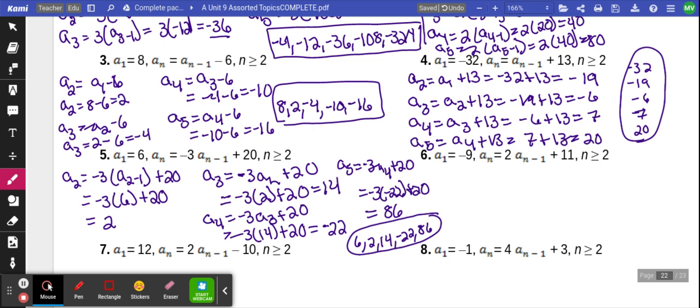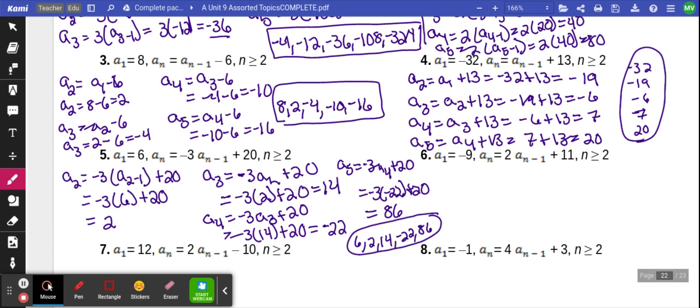Number 4, for a sub 2, I did a sub 1 plus 13. So that's negative 32 plus 13, which gave me negative 19. Then a sub 3 is a sub 2 plus 13. So that's negative 19 plus 13 equals negative 6. Continue that. So my numbers were negative 32, negative 19, negative 6, 7, and 20.